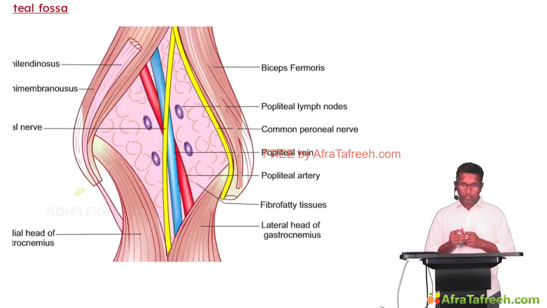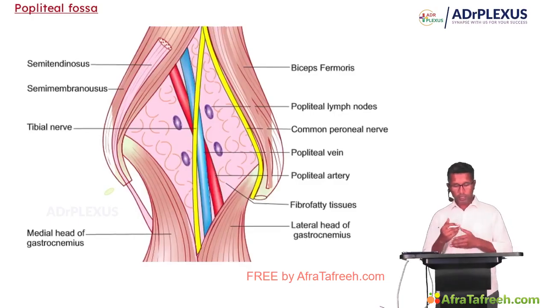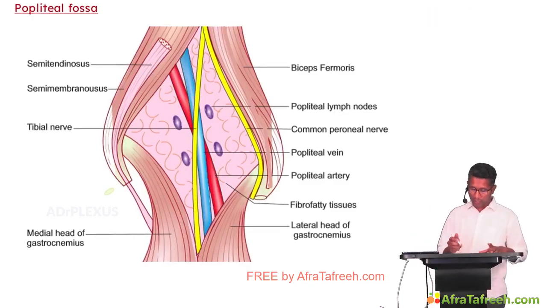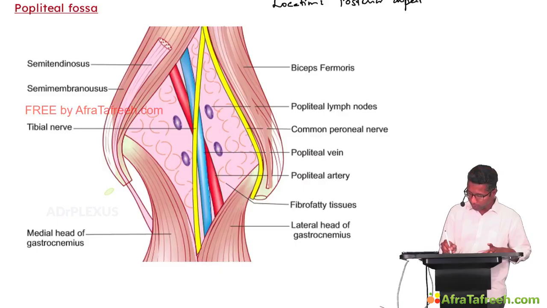We were talking about the popliteal fossa. It is one of the important fossae, present on the posterior aspect of the knee. So where is it located? The location of the popliteal fossa is on the posterior aspect of the knee.